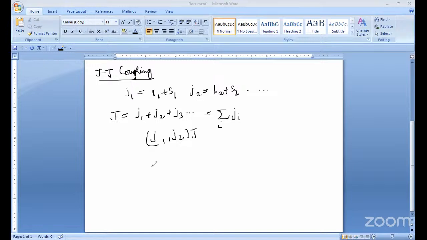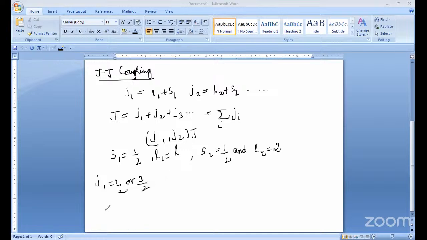If you see a specific example in the case of JJ coupling, for example, take S1 equals half, L1 equals 1, S2 equals half, and L2 equals 2. For the P electron, J1 is equal to 1/2 or 3/2. And for the D electron, J2 will be equal to 3/2 or 5/2.